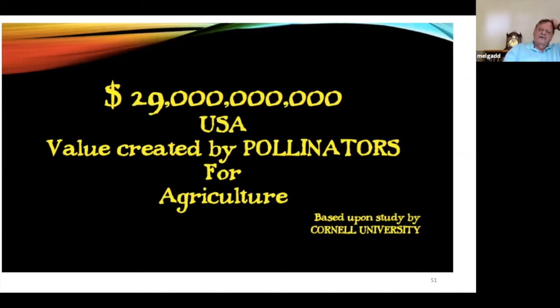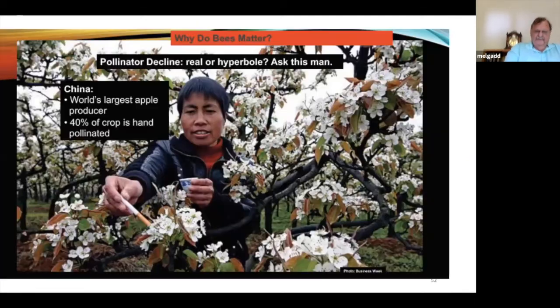The value created by pollinators in agriculture in the US is $29 billion. And obviously without the pollinators, that would disappear. In parts of China, because of pollution and all the chemicals that were used, there are no more pollinators. And they have people out in the fields hand pollinating the crops. And I don't think that would ever happen here. I think we'd end up losing what we're eating.